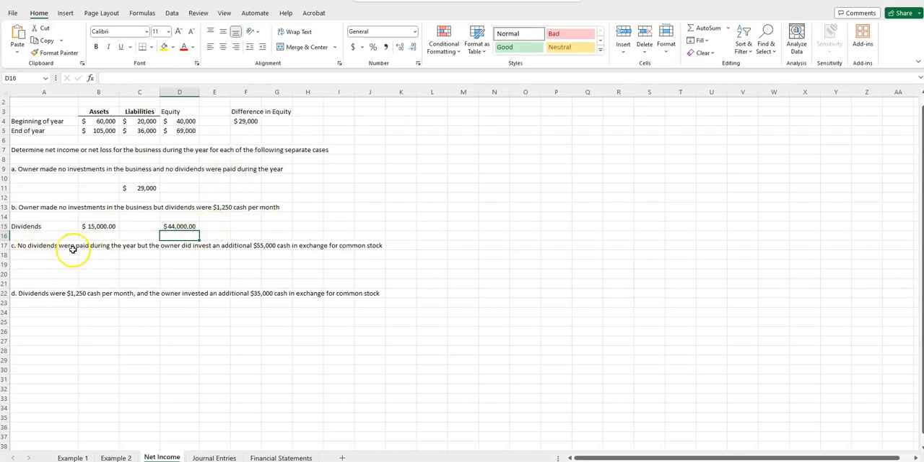Okay. So in C, no dividends were paid during the year, but the owner did invest an additional $55,000 in exchange for common stock. This one's a little bit different, because if we invested $55,000, then our difference in equity should be at least $55,000. In this case, we had a net loss. There's no way that we could have invested $55,000 and ended up with a smaller difference in equity if we had a positive net income. Since we don't even have a $55,000 change in equity, even though we contributed $55,000 to equity, that means we had a net loss. So we're going to take $55,000 minus $29,000. And this was a net loss, so I'm going to put a negative in front of it. So we had a net loss of $84,000.